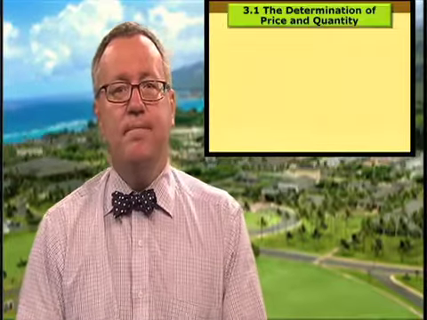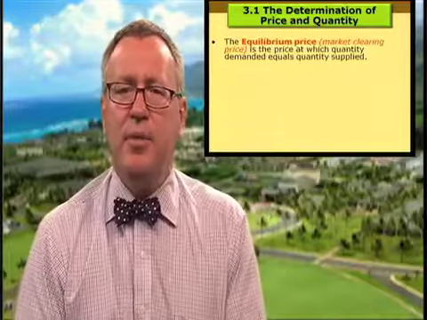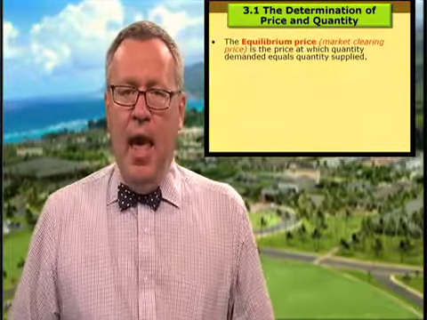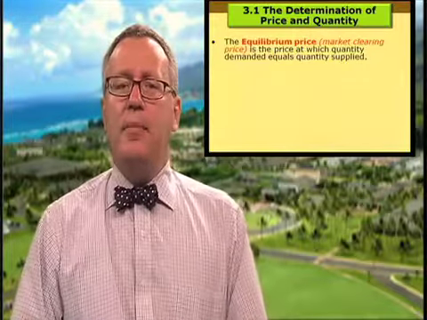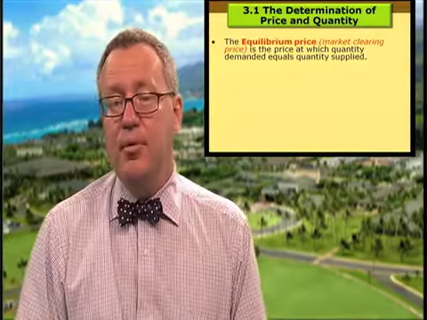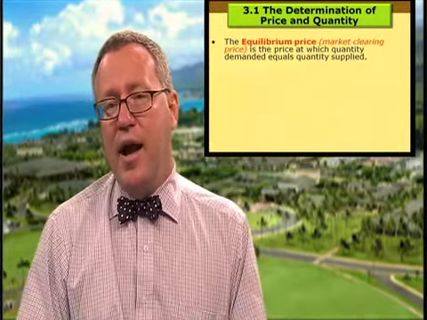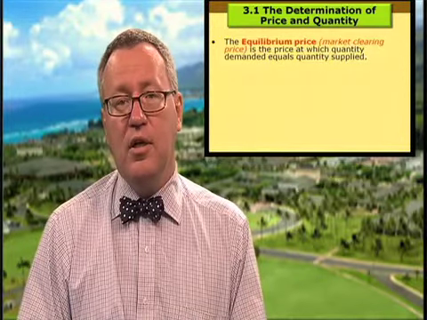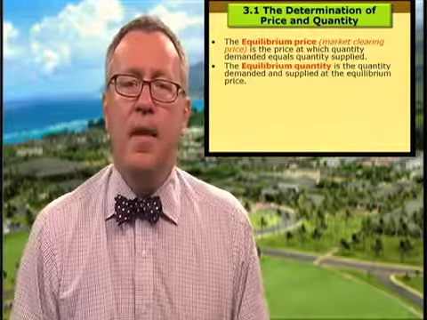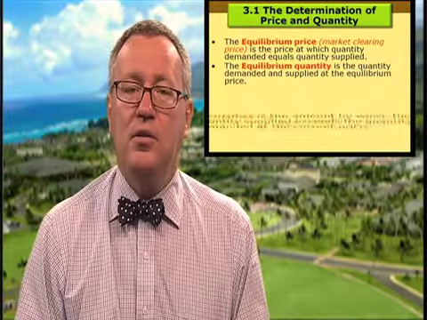So let's move forward. Let's put them together. There's this thing called the equilibrium price, often called the market clearing price. It's the price at which quantity demanded equals quantity supplied. Now we could see that on a table when those two numbers are equal to each other, or we could also see it on a graph where the two curves cross one another. The equilibrium quantity is the quantity demanded and supplied at the equilibrium price.